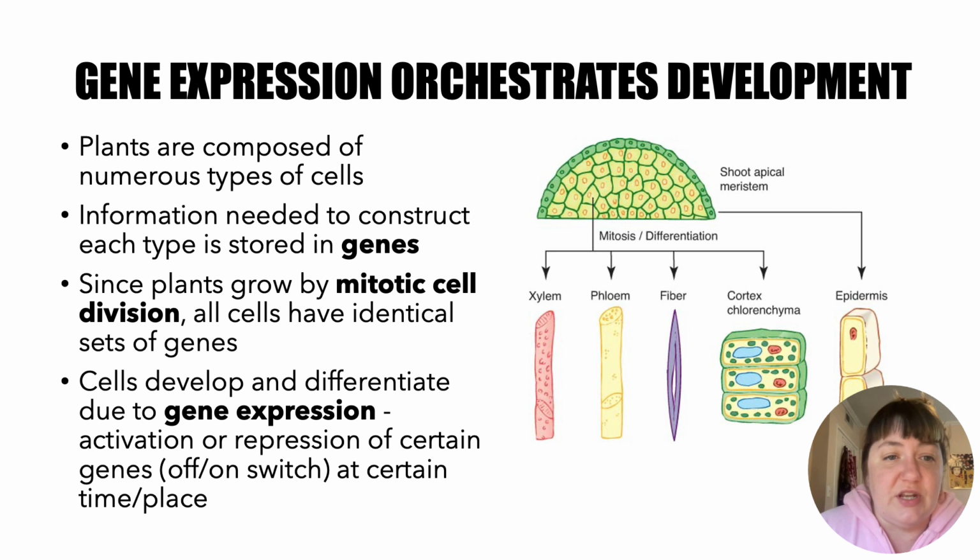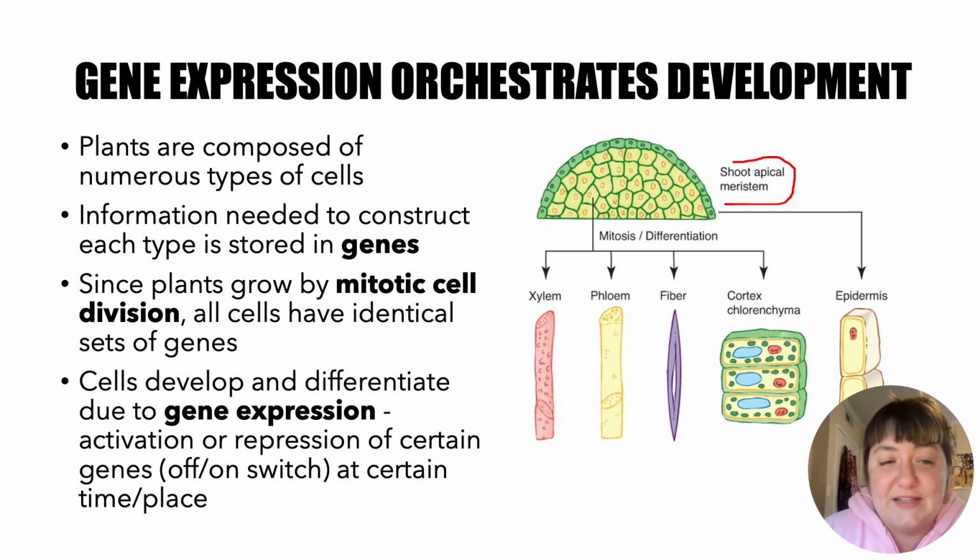Gene expression orchestrates development. I like the term orchestrates because it is kind of like an orchestra. There's a lot of parts working all together to make this beautiful symphony that is a plant during development. As we've learned many times throughout this course, plants are composed of numerous cell types that are all derived from the meristem tissue. The information needed to construct every cell type is in the genes of the organism, in every cell.